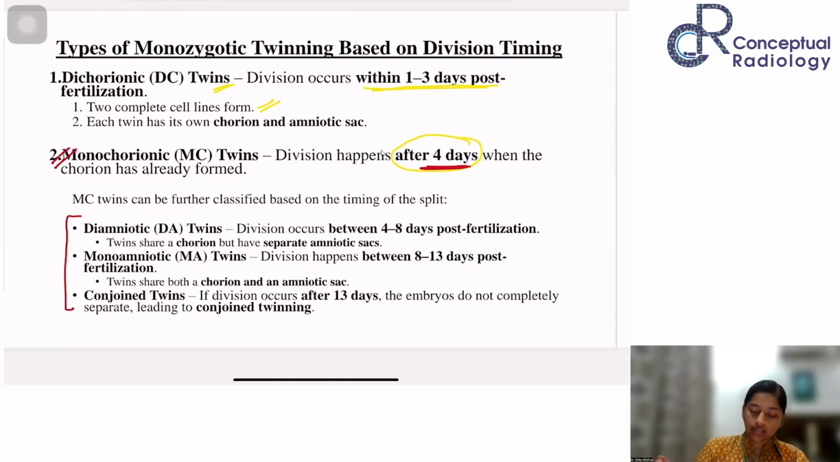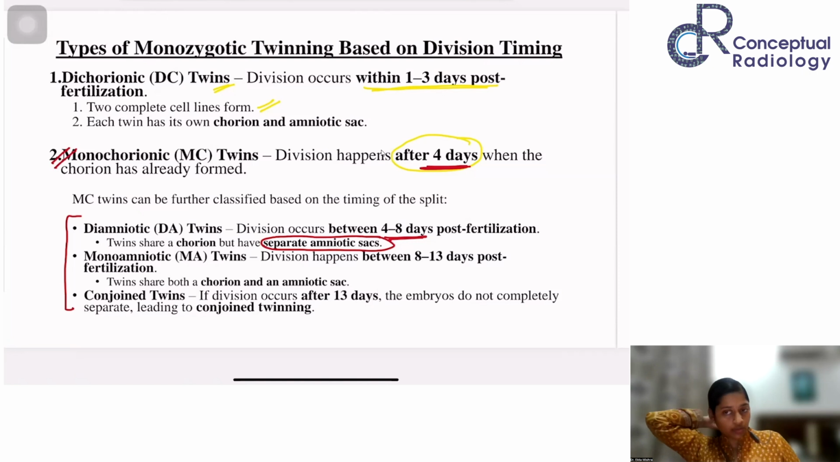Now, further classifying this: if the division has happened within 4 to 8 days post fertilization, they will have their separate amniotic sacs. So monochorionic, diamniotic. First, the division has happened after 4 days. After 4 days, that means the chorion has already formed.